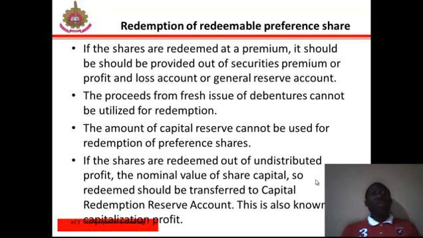5. The proceeds from a fresh issue of debentures cannot be utilized for redemption. 6. The amount of capital reserve cannot be used for redemption of preference shares. 7. If the shares are redeemed out of undistributed profit, the nominal value of share capital so redeemed should be transferred to capital redemption reserve account. This is also known as capitalization of profit.